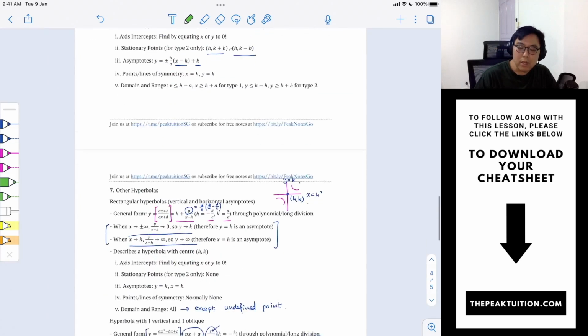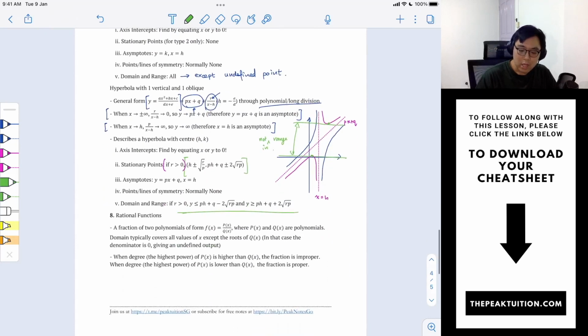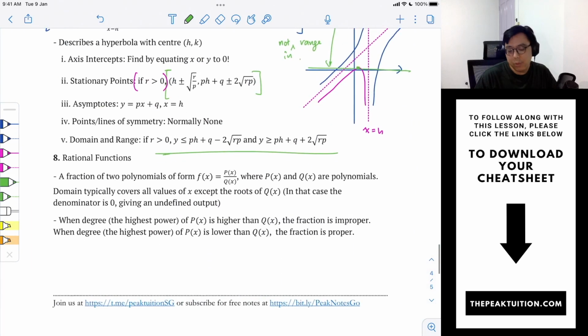Hyperbola is a very new thing to A level, so don't be scared of it. Just think of it as a very cool graph that relates x and y together, and there are a lot of asymptotes involved.